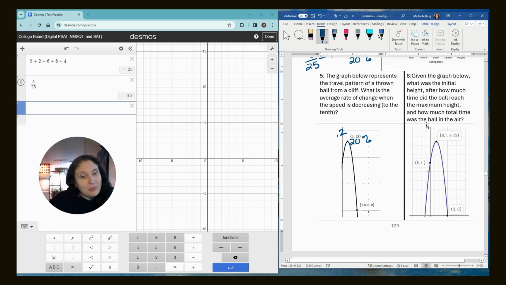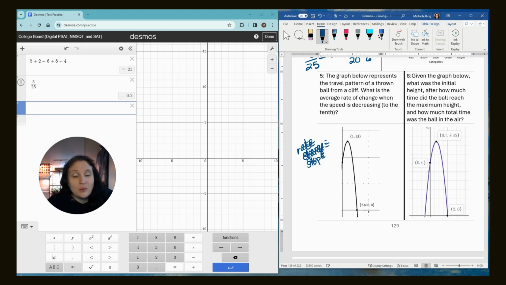The graph below represents the travel pattern of a thrown ball from a cliff. What is the average rate of change when the speed is decreasing to the nearest tenth? So rate of change is just a fancy way of saying slope. So we're going to do the change in y divided by the change in x. So my y value went from 13 to 0, and my x value went from 1 to 2.803.